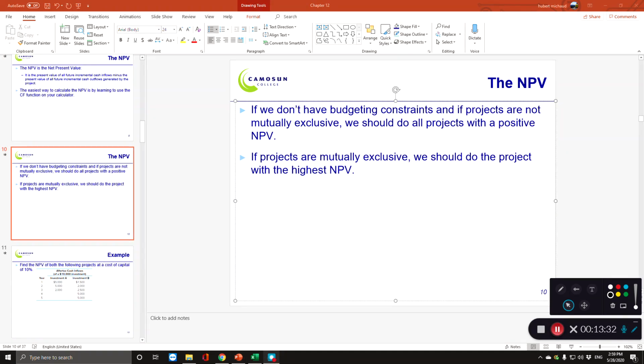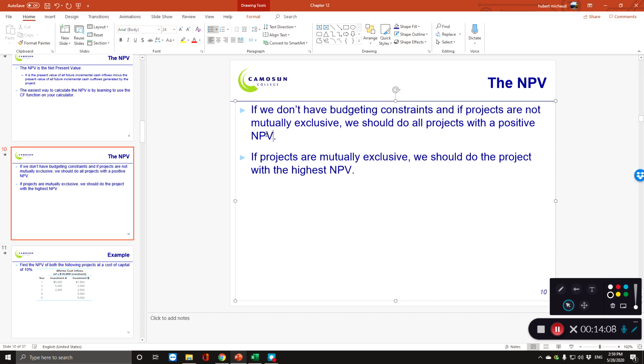Okay, so I just went and wrote the slide because I realized I forgot to say it. Basically, if we don't have a capital budgeting constraint, and if the projects are not mutually exclusive, we should always do all of the projects that have a positive NPV because they're all going to create value for the firm. Okay, normally we shouldn't find that many projects with positive NPVs anyway. If you did Econ 103, you should have learned that projects with positive economic profits are pretty rare.